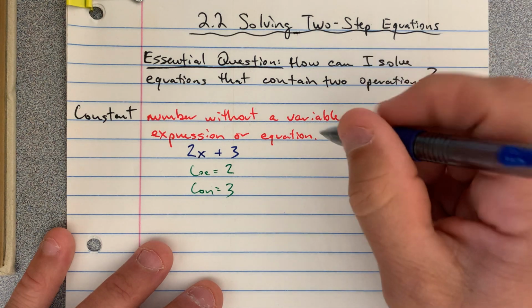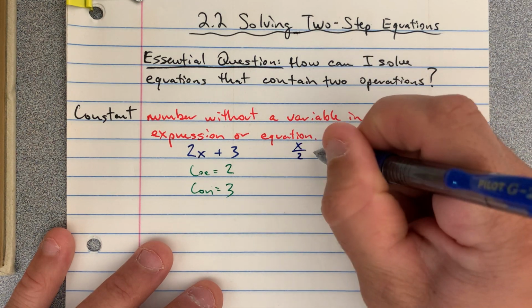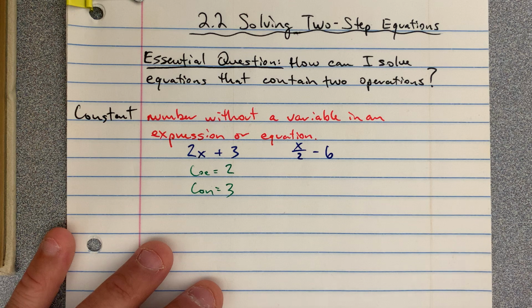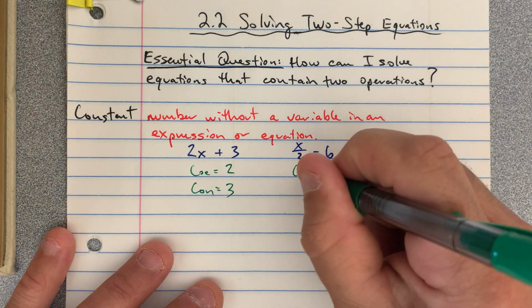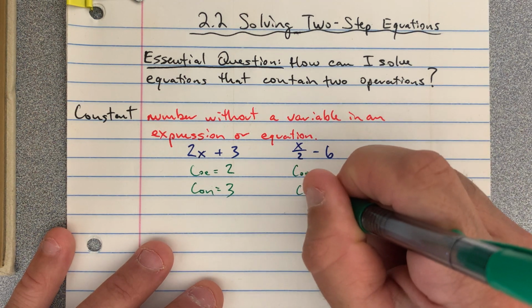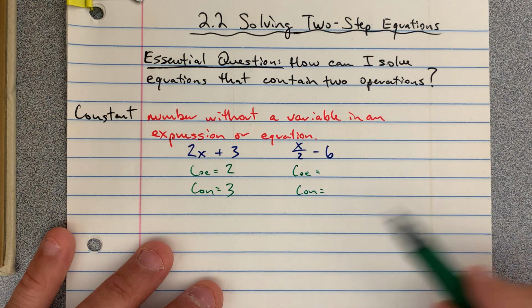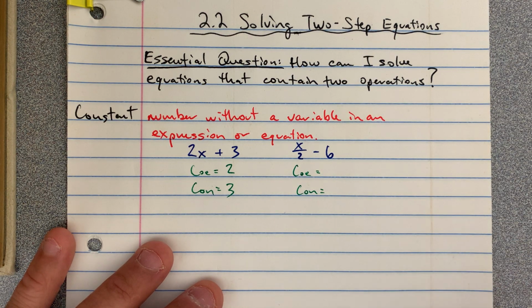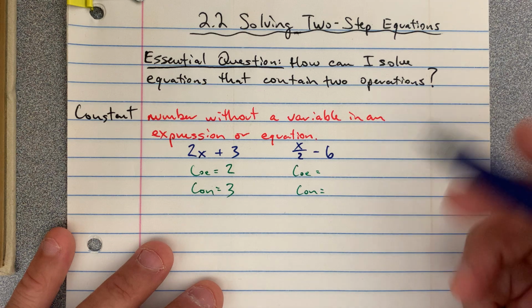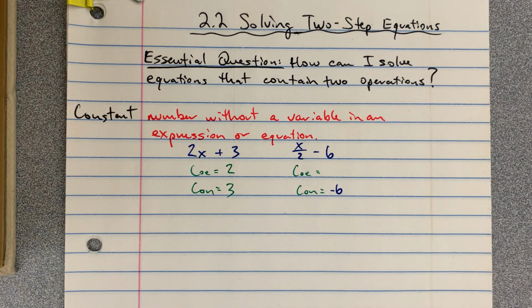Let's look at another one. x over 2 minus 6. I can still identify the same things, coefficient and constant. I'll start with the constant this time. Don't forget the sign in front of it. That makes the constant a -6.